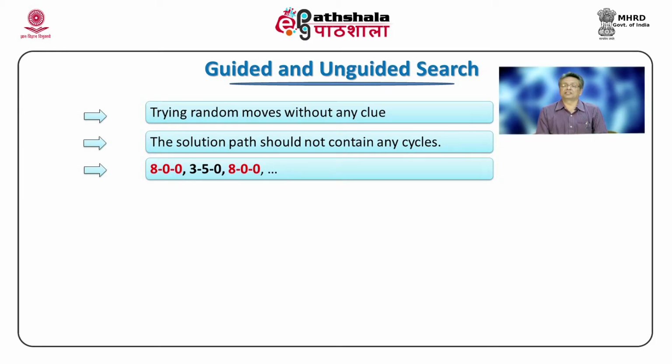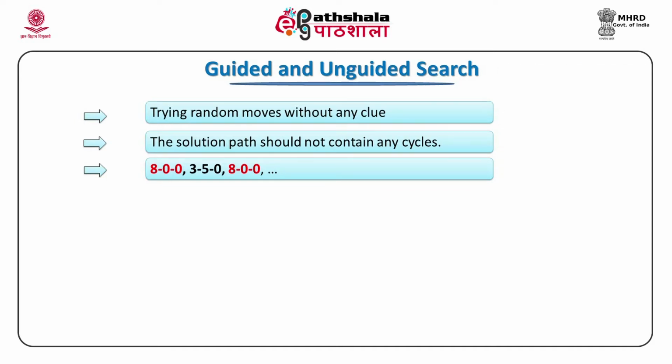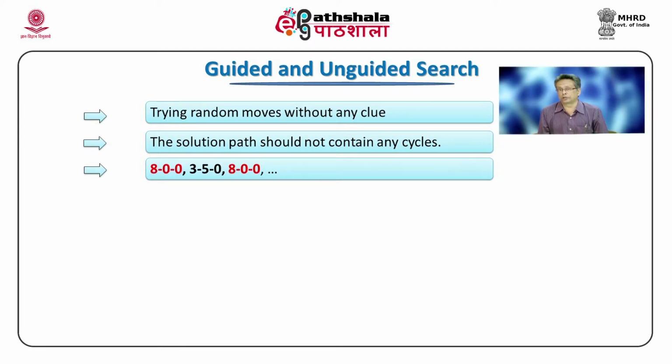Now if there is a cycle in the solution path, you may not reach a solution, because the cycle may go on forever. You just pour milk from here to here and back, you won't get to a solution, but you won't come to an end either. So that is one thing which we do not want. We do not want any cycles in the solution path. So that is the first requirement.